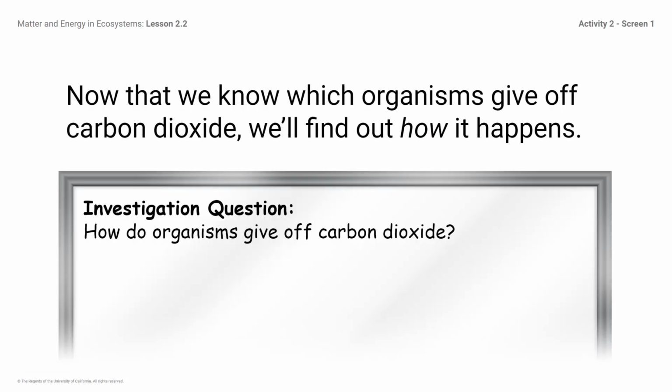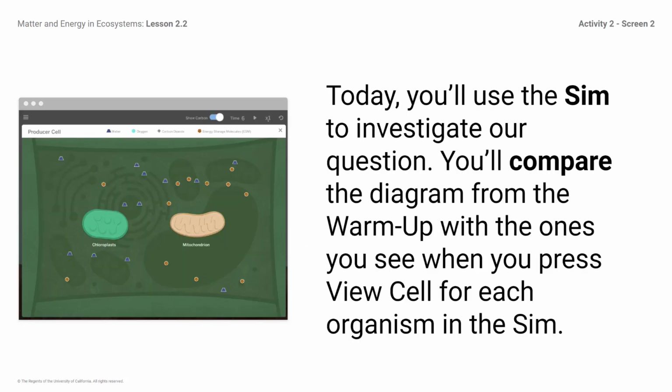Now that we know which organisms give off carbon dioxide, we'll find out how it happens. How do organisms give off carbon dioxide? We know that producers, consumers, and decomposers all give off carbon dioxide, which ends up in the abiotic matter of an ecosystem, usually in the air. Today, you'll use the sim to investigate your question.